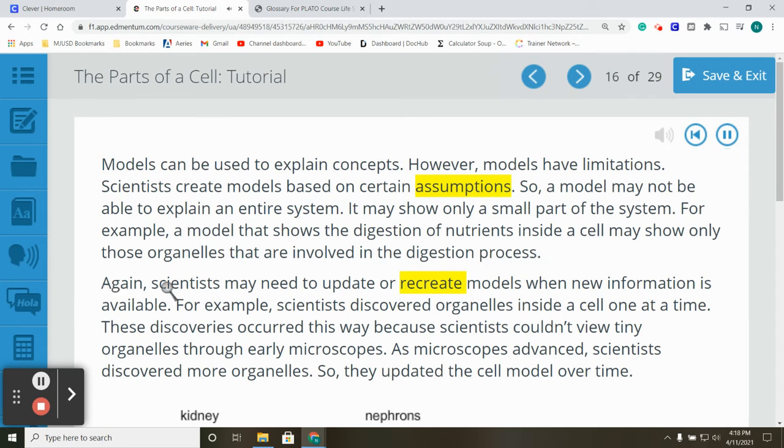Again, scientists may need to update or recreate models when new information is available. For example, scientists discovered organelles inside a cell one at a time. These discoveries occurred this way because scientists couldn't view tiny organelles through early microscopes. As microscopes advanced, scientists discovered more organelles, so they updated the cell model over time.